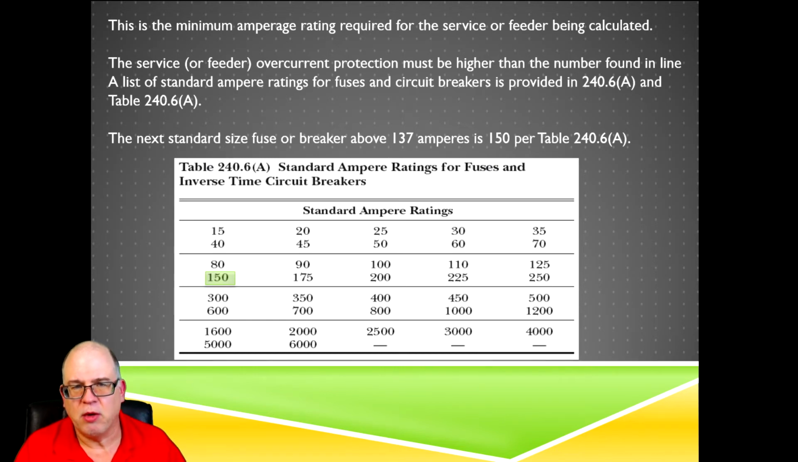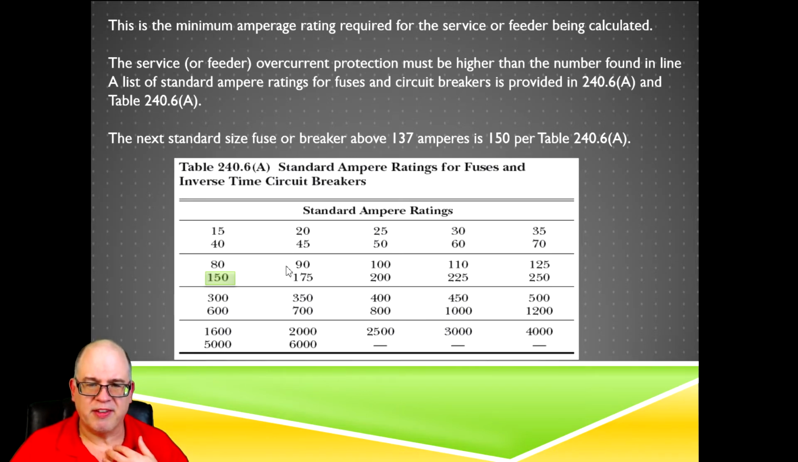Well, typically we go to 240.6(A) and look at the standard table to provide that breaker when we're using a regular inverse time circuit breaker or a fuse. And that's typically what we're going to use, and obviously in a single family dwelling, that's going to be our choice. So that's why we're picking it here.